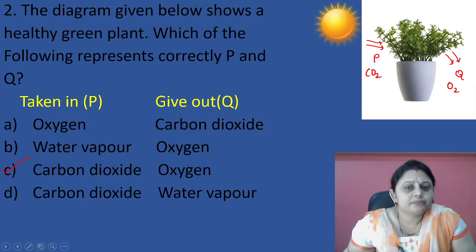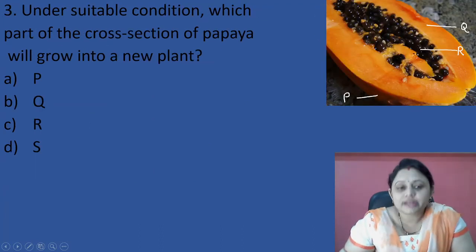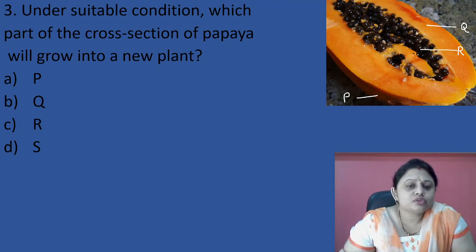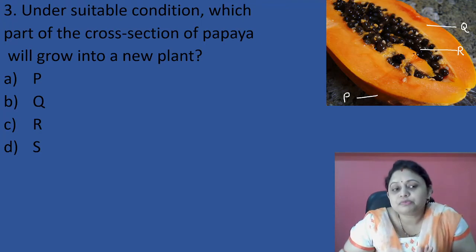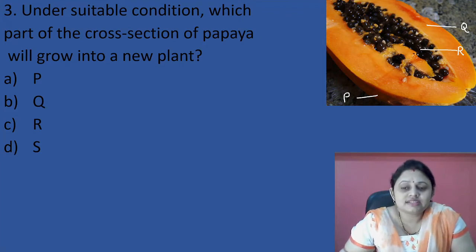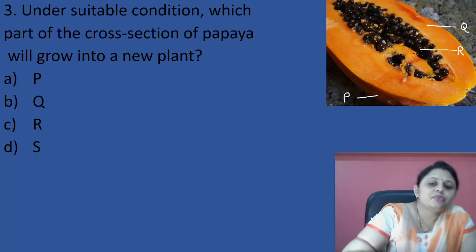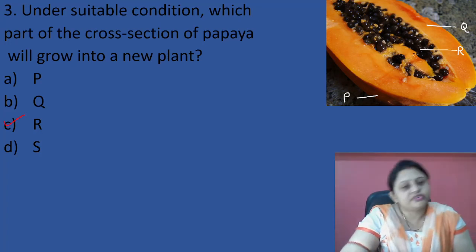Okay, got it? Next, under suitable condition, which part of the cross section of papaya will grow into a new plant? So here there is a cross section of papaya, and different parts are labeled like P, Q and R. As you can see the different parts of that papaya, we can clearly say that seeds are going to produce a new plant, and the seeds are named as R. So the correct option is R, that is present in option C.